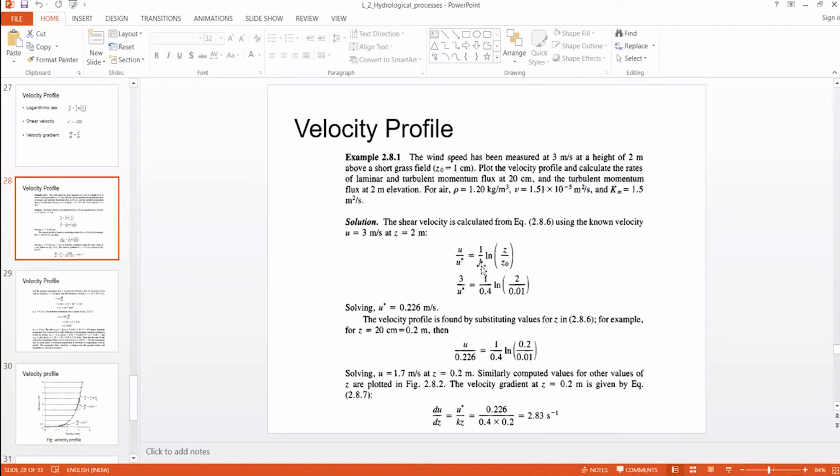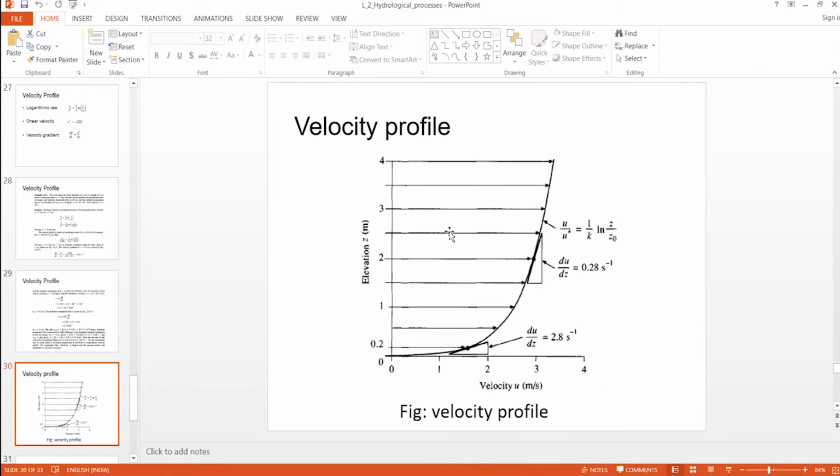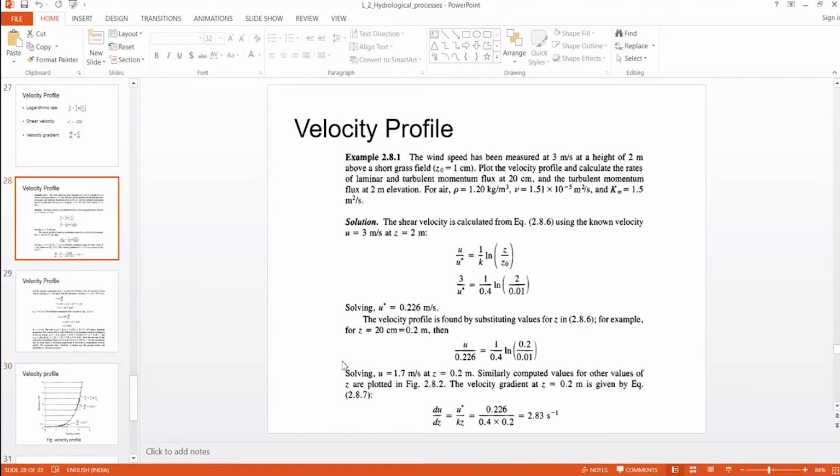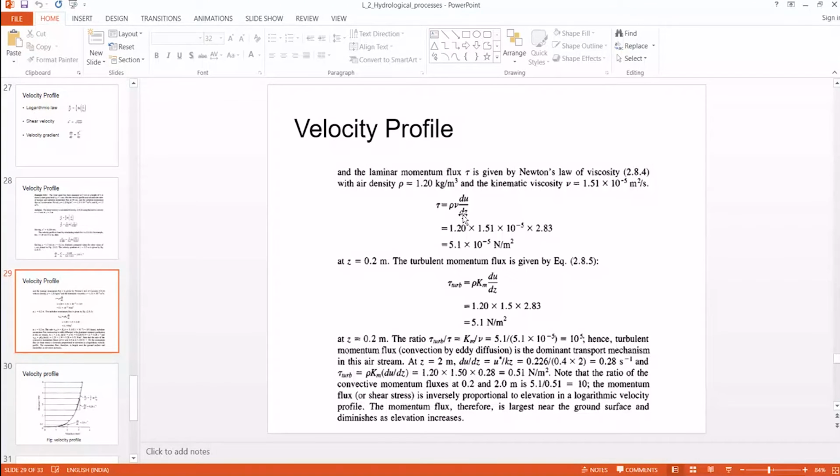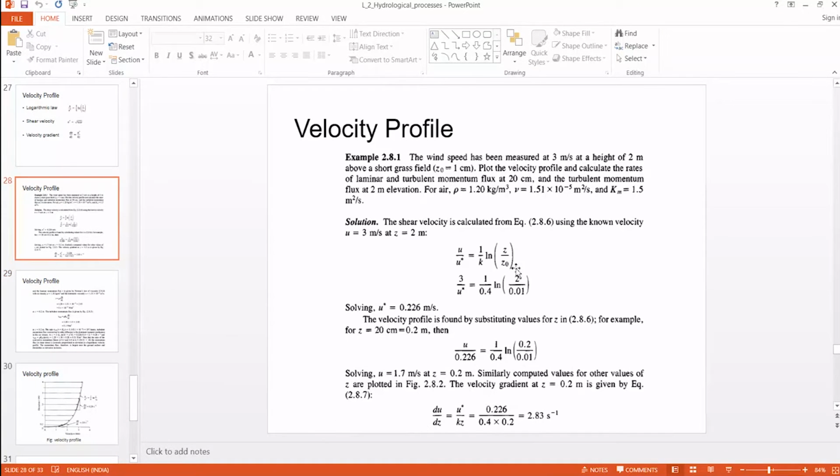We know the u star value, kappa value, z naught value, and z value, so we can get the u value. When we plot, we'll get this kind of velocity profile, where on the x-axis we plot u and on the y-axis we plot elevation. In this question, we are also asked to find the shear stress, because shear stress is nothing but turbulent momentum transfer.